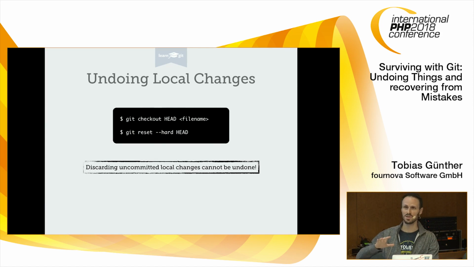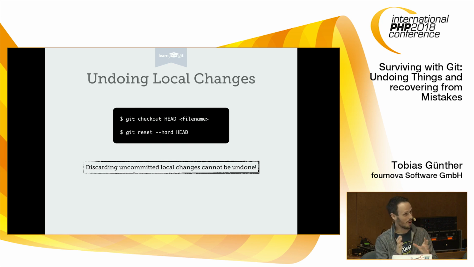A little wrap up for this first part, for undoing local changes. You use git checkout, the revision and the file name to undo things in individual files. And you use git reset --hard to undo everything. A little warning message here: discarding uncommitted local changes cannot be undone.